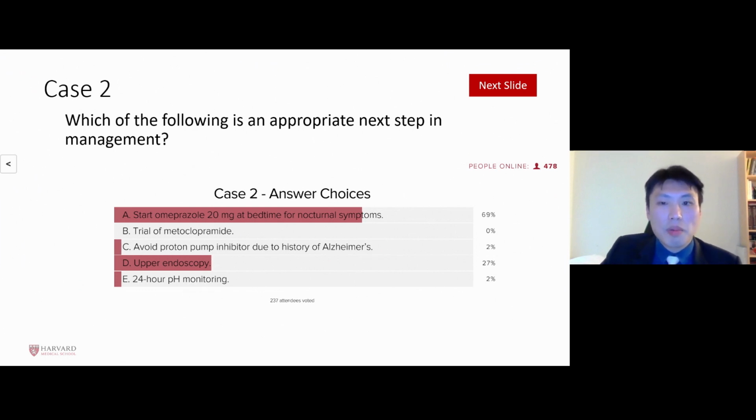So it seems like we have a majority suggesting starting omeprazole at that time for nocturnal symptoms, and a smaller percentage choosing upper endoscopy. So let's go over some of the data on what we know about managing GERD, and we'll come back to this question.